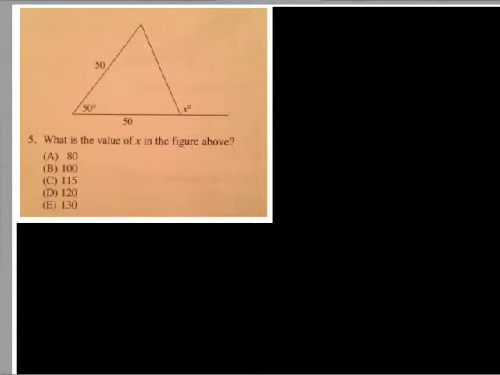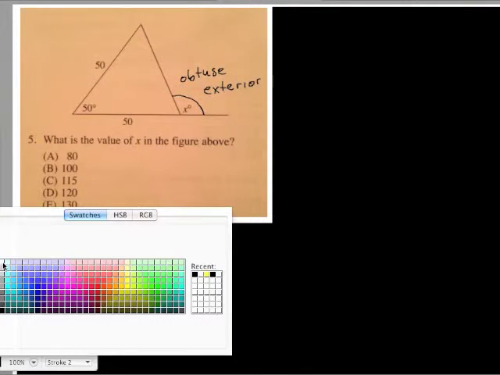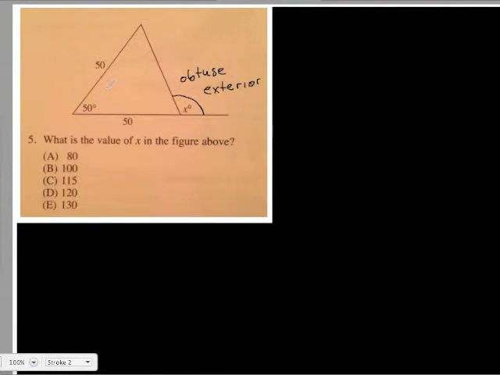Here's another problem. What is the value of x in the figure? So you know that this is the obtuse exterior angle right here. And that must equal the sum of the remote interior angles. This is an isosceles triangle, so you know that these two angles will have to be equal.